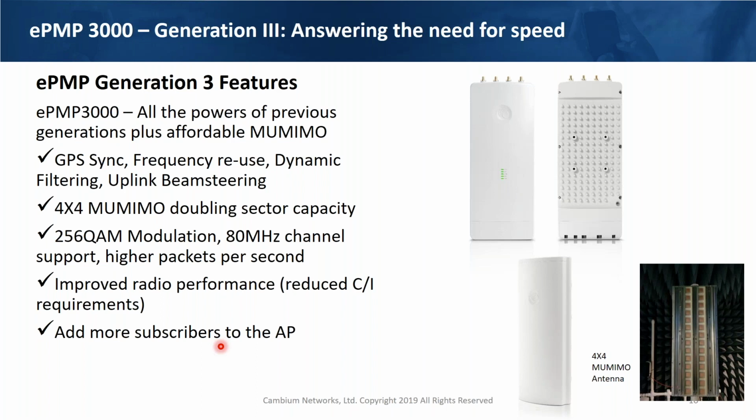4x4 multi-user MIMO helps to double your capacity, increases modulation from 64 QAM to 256 QAM, as well as 80 megahertz channel support, up from the 40 megahertz that was supported by 11N and also ePMP 2000. Because of that, you have more capacity to deliver to customers, and you can add more subscribers to your access point.